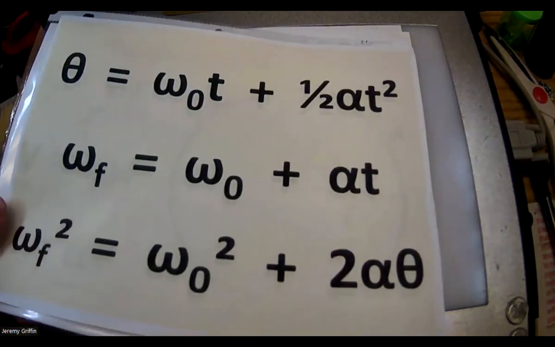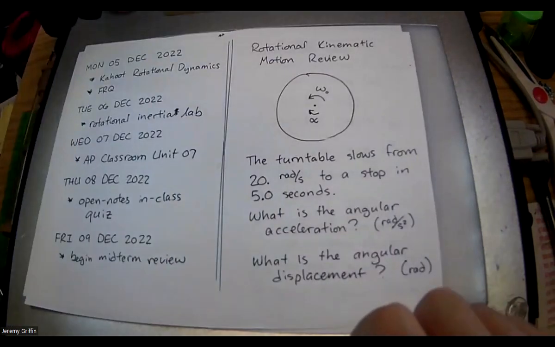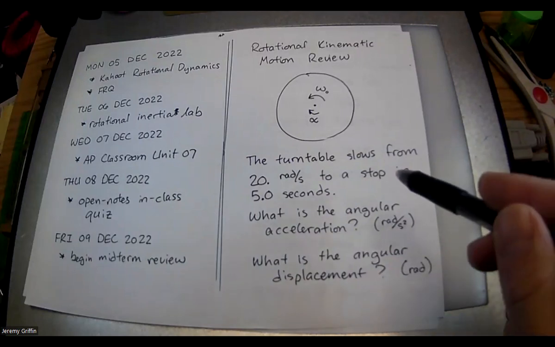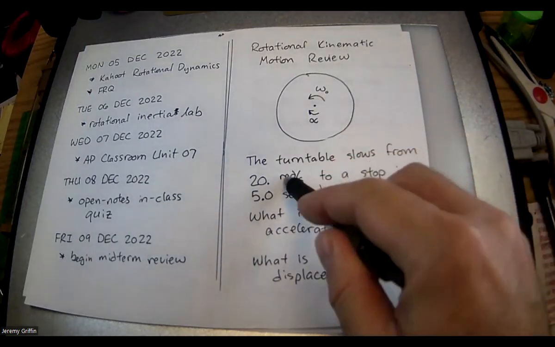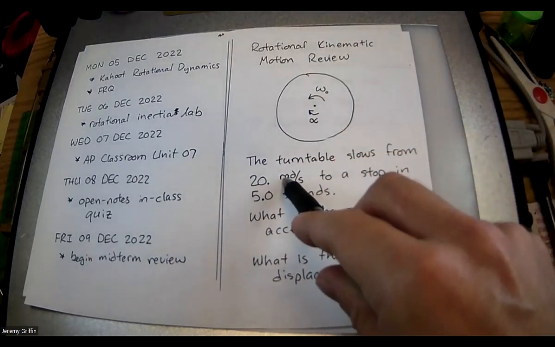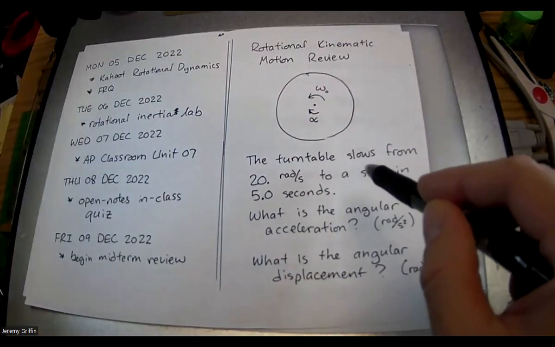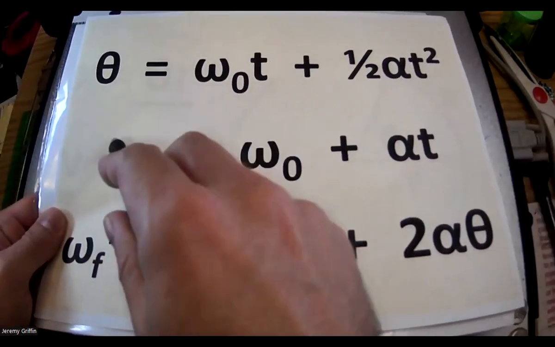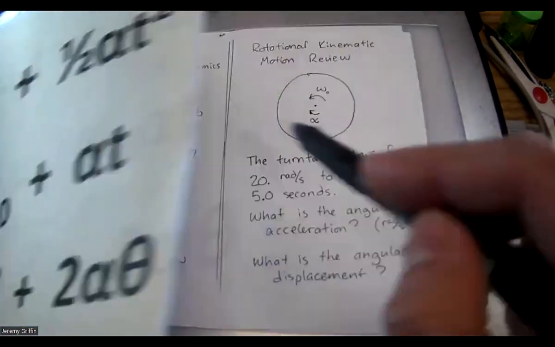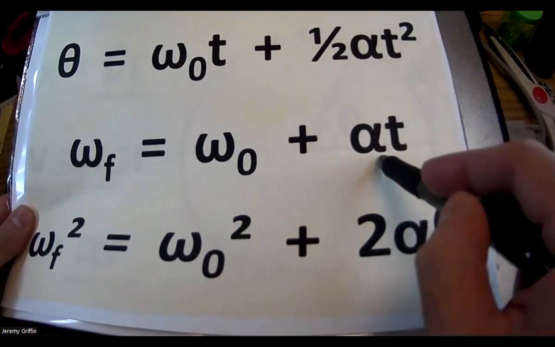You guys are referencing these kinematic formulas, right? So, which variables do you have? You know the initial angular velocity, right? So that's this right here. You know the final angular velocity, that's 0 radians per second. And you also know the time interval, 5 seconds. That's that guy right there. So you can solve for alpha, right?